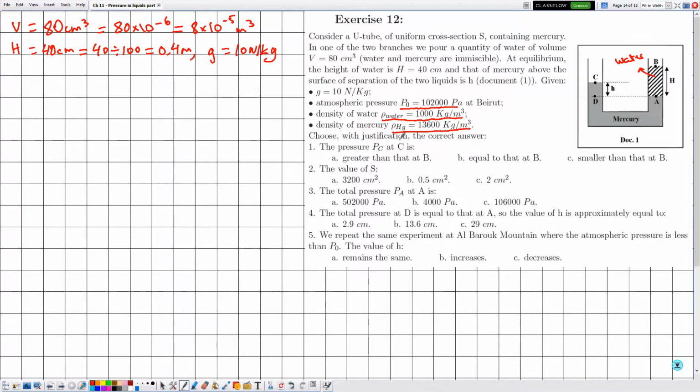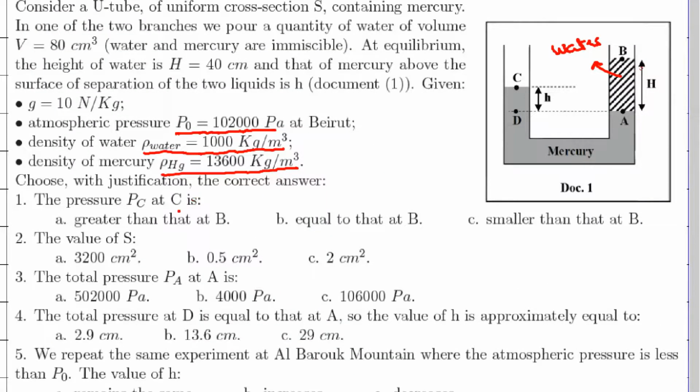Now choose with the justification the correct answer. So for sure here we need to justify. The pressure PC at C is greater than that at B, equal to that at B, or smaller than that at B. In other words, we need to compare the pressure at the point C with the point B. Notice that here the point C is located at a horizontal level lower than that of B, but C and B are not in the same liquid.